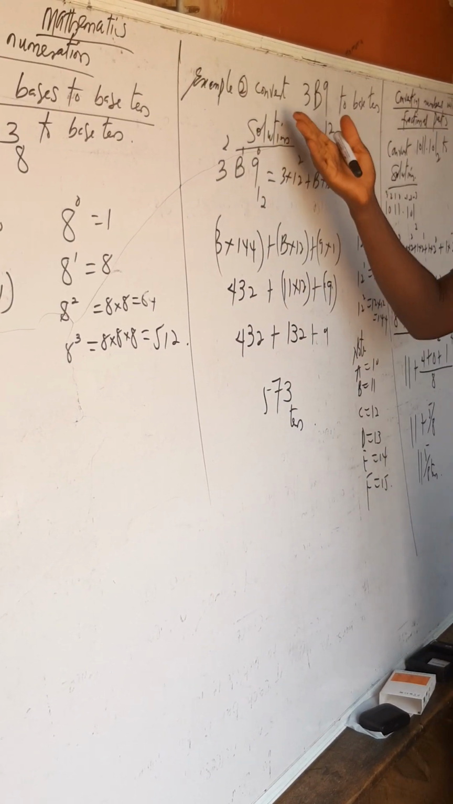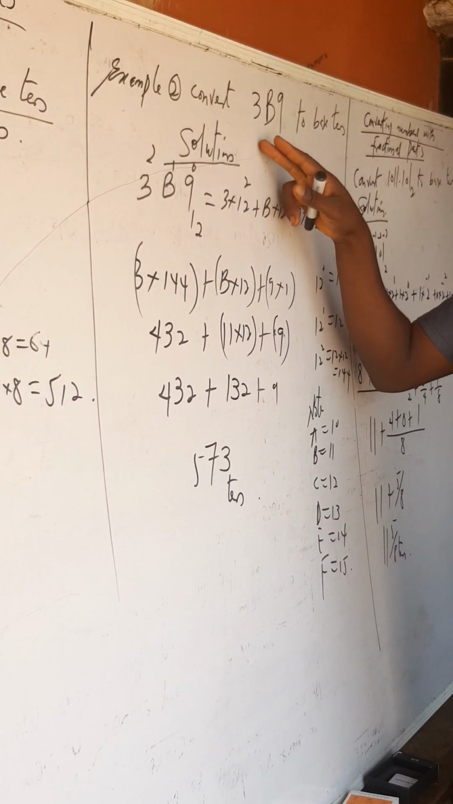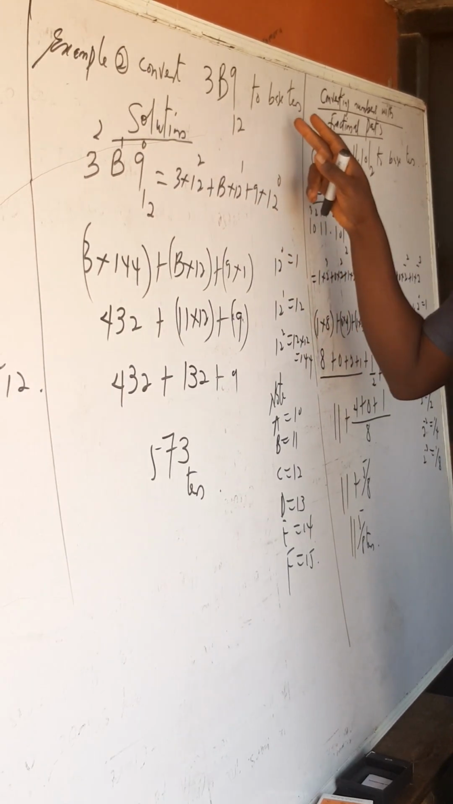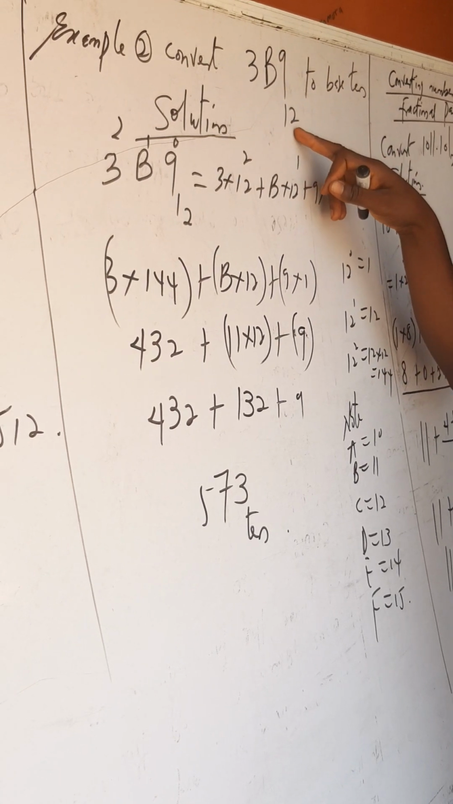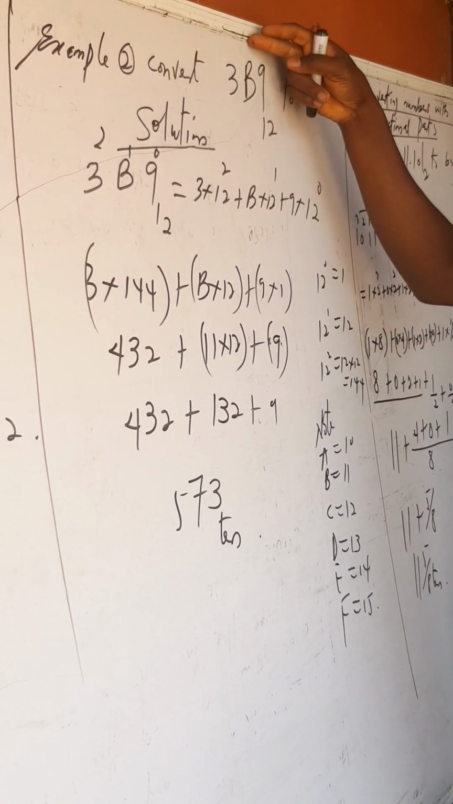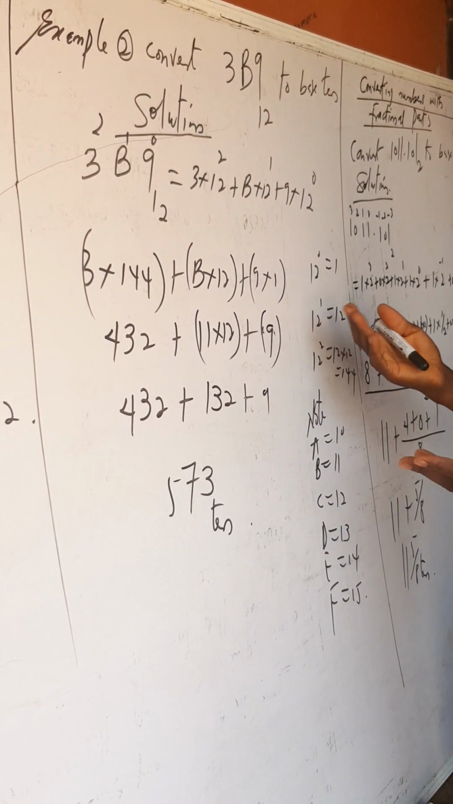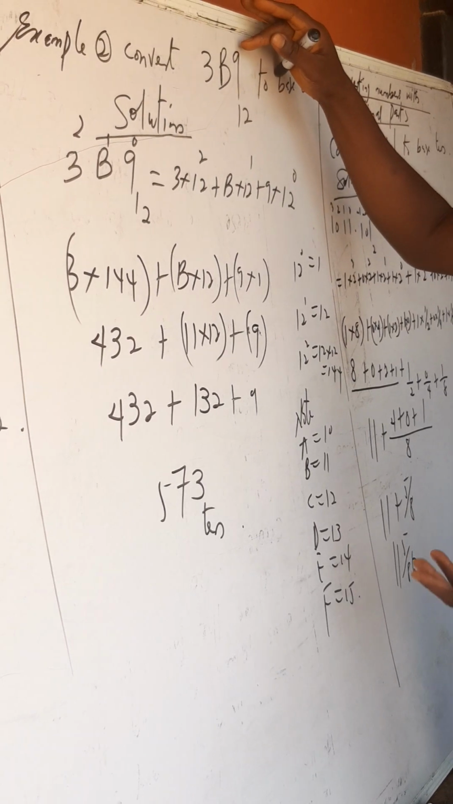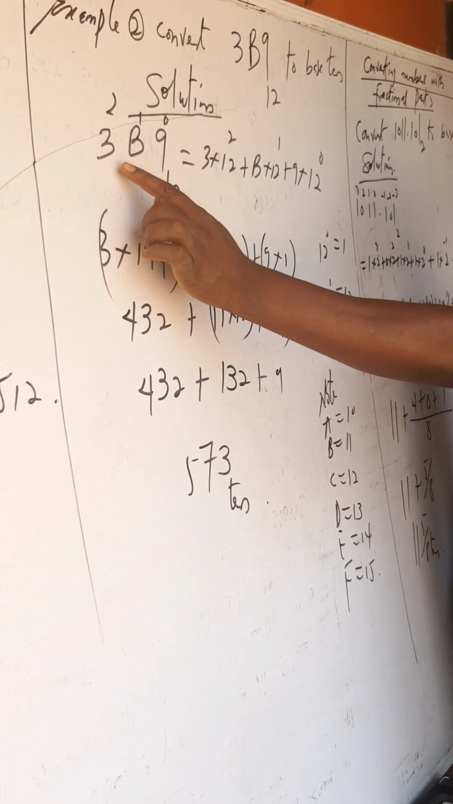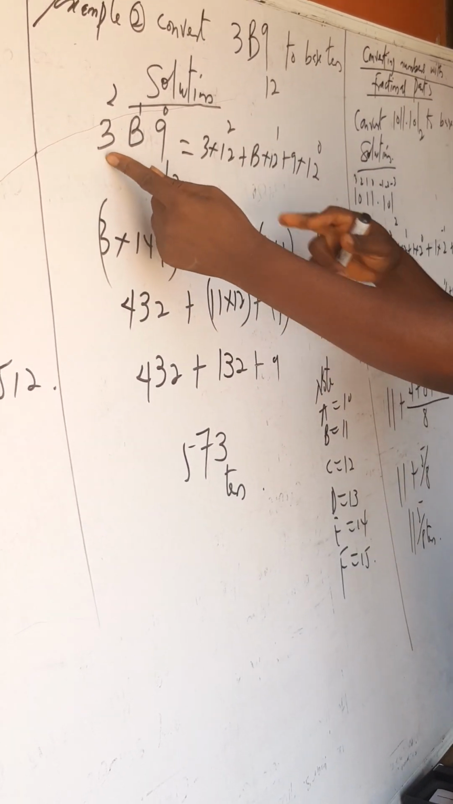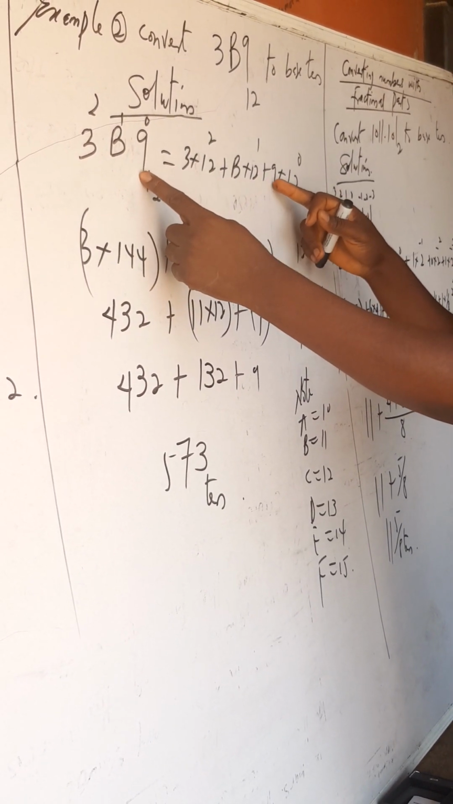Example 2 says, convert 3B9 in base 12 to base 10. Remember, in number bases, when you have an alphabet attached, this is in base 12, which is duodecimal. What does this alphabet represent? You will indicate it in your solving, which I will explain. Now, converting to base 10, on top of this you write 0, 1, 2. We are converting 3B9 base 12. So what do you do? 3 times 12, plus B times 12, plus 9 times 12.